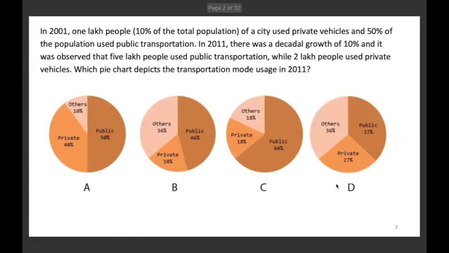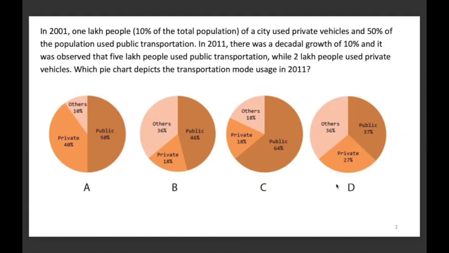First question. In 2001, 1 lakh people, which is 10% of the total population of a city, used private vehicles. 50% of the population used public transport. In 2011, there was a decadal growth of 10%, and it was observed that 5 lakh people use public transport, while 2 lakh people use private vehicles. Which of these pie charts depict the transportation mode usage in 2011?